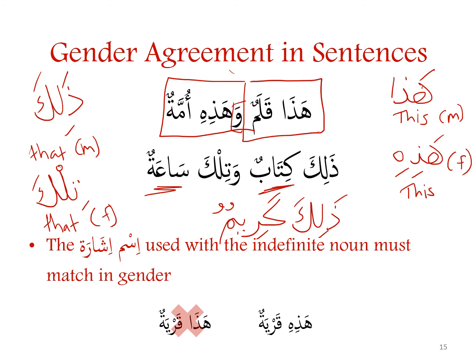So هذه قرية. قرية means a village. It's feminine, so we need to use the feminine ism ishara. We can't say هذا قرية. This is grammatically incorrect. You'd have to adjust the sentence to make this into هذه.